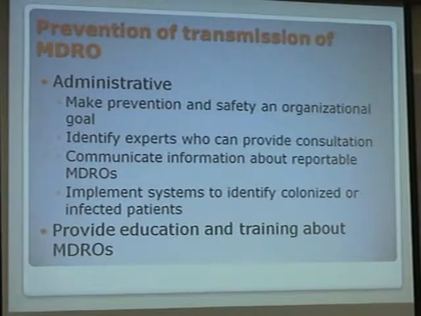So how can we prevent transmission? From an organizational standpoint, Joint Commission tries to come in and help us with these things by saying we think you should look at multi-drug resistant organisms and do some things about them. So Joint Commission comes out with standards, and we take a look at that. We want to identify experts who can provide consultation, and implement systems to where we can identify colonized or infected patients. That's a big one, and one that we still talk about and are working through.